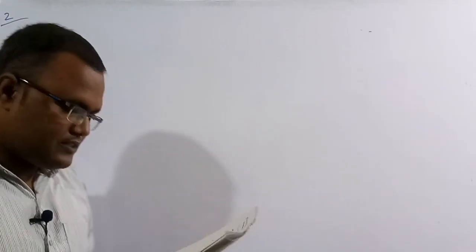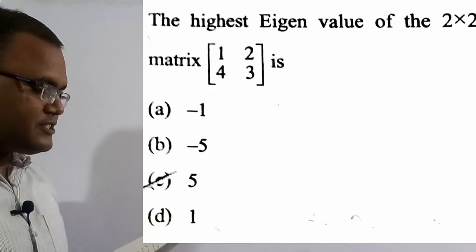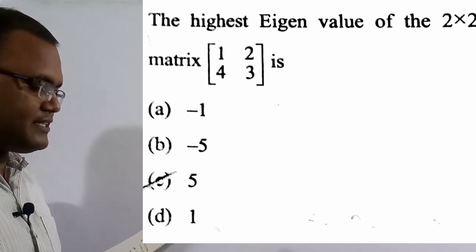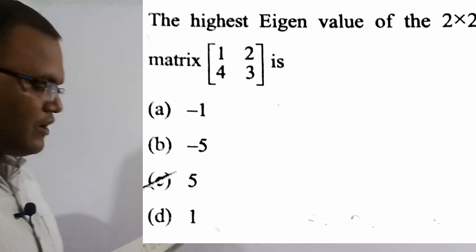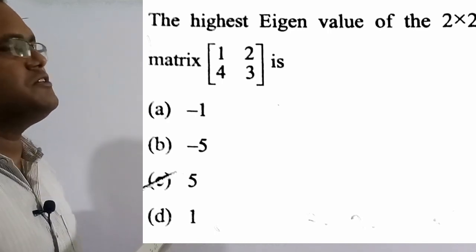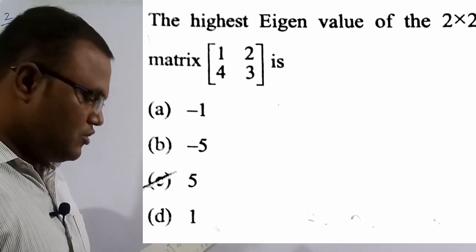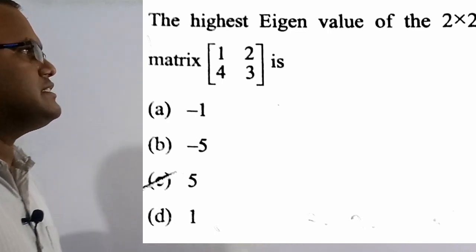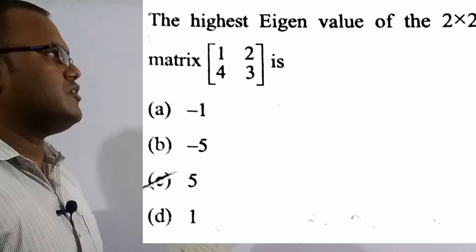So now we are going to solve the second question. See the question here. The highest eigenvalue of the 2 by 2 matrix is. The matrix is 1, 2, 4, 3. For this matrix we need to find the highest eigenvalue. So what are the four options? Option C, 5, is the correct solution of this question. So let's solve this numerical.